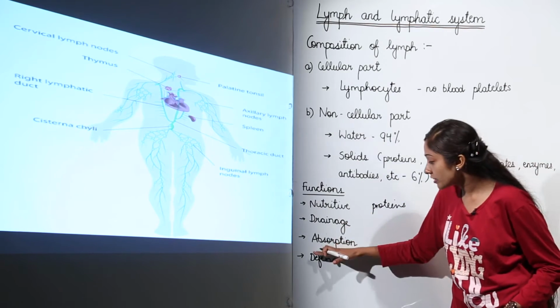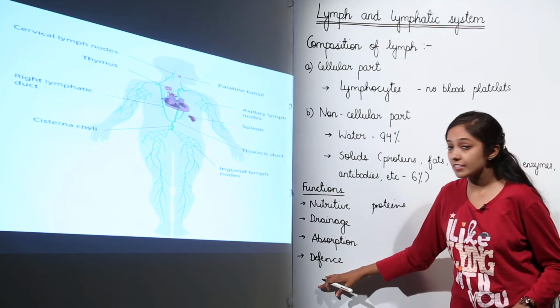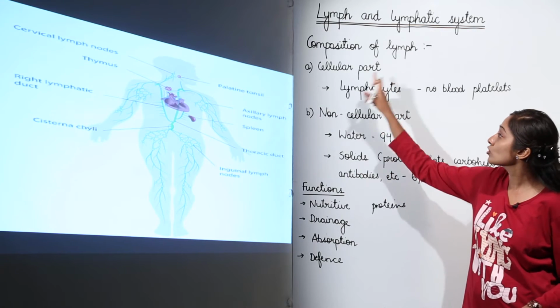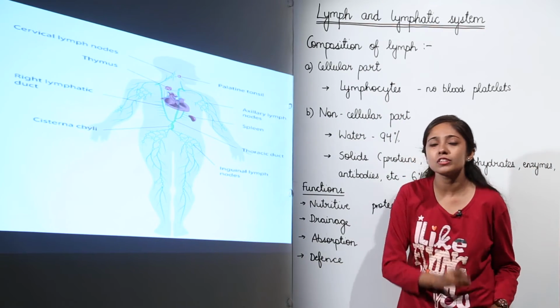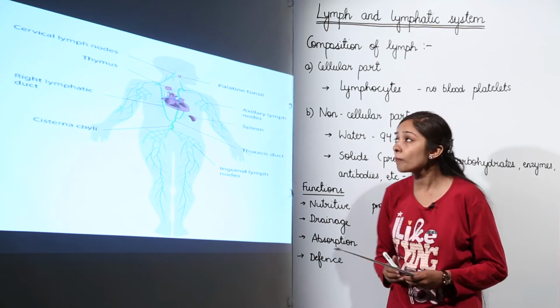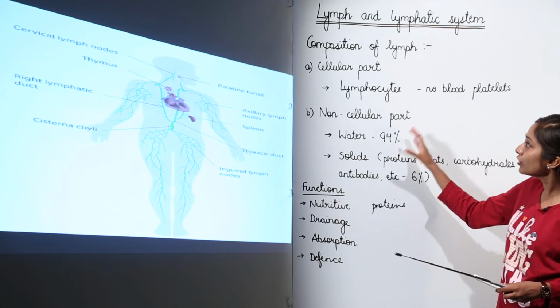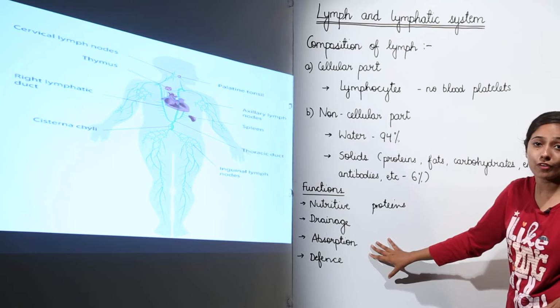Then absorption, the absorption of fats in the small intestine. Then defense system, as I told you that it is mainly composed of the lymphocytes or the white blood cells. So, it is going to help you to get rid of the disease causing microorganisms that we call pathogens. So, this is a brief review of what is lymph, what is its composition and what are its functions.